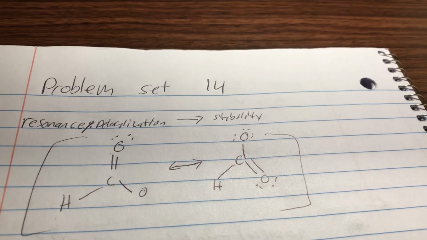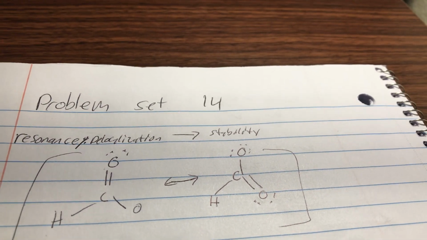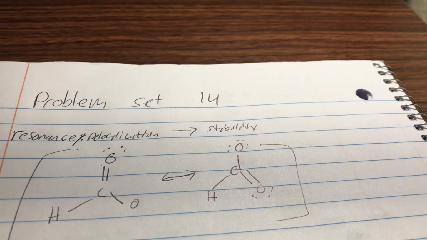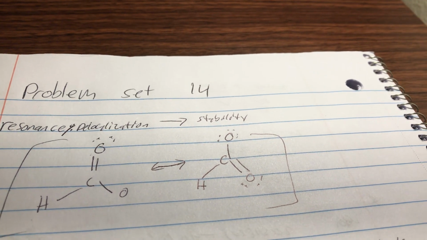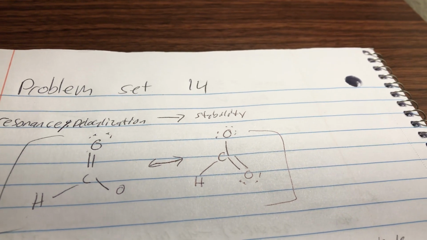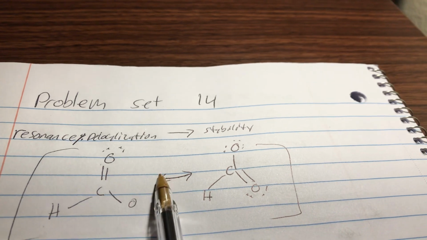So today we're looking over problem set 14, a little past the previous ones we've done, and we're talking about Lewis structures still, but with resonance, delocalization, expanding the octet, and bond order, and what those all kind of mean. Hopefully, this will help to explain. So first, let's talk about resonance and delocalization.